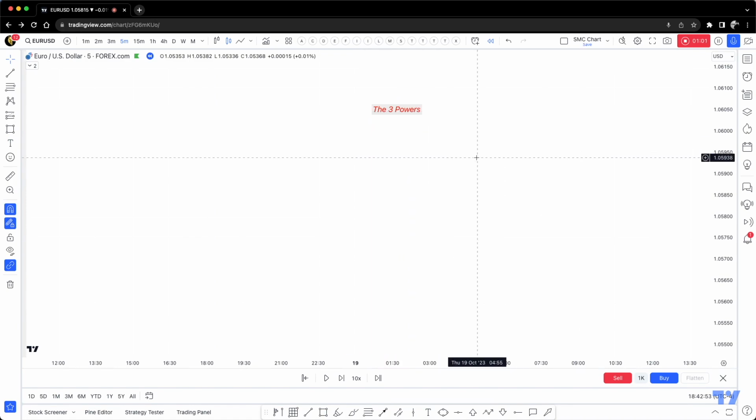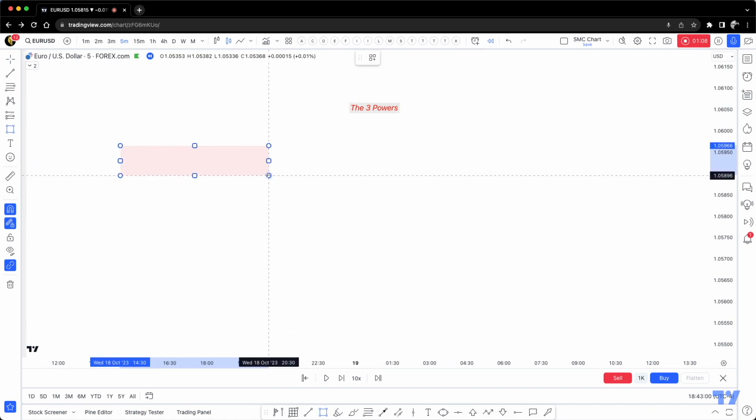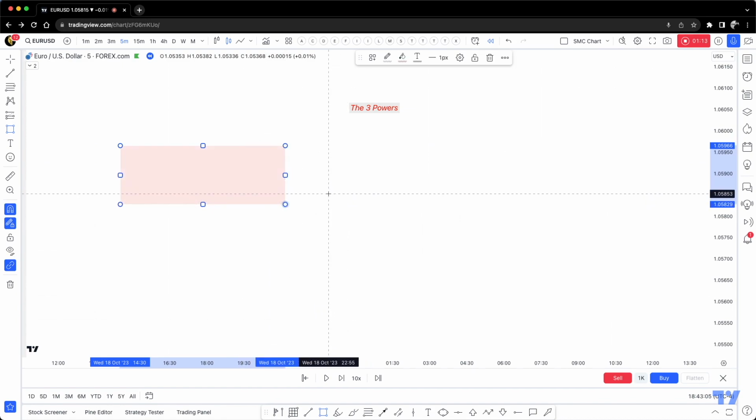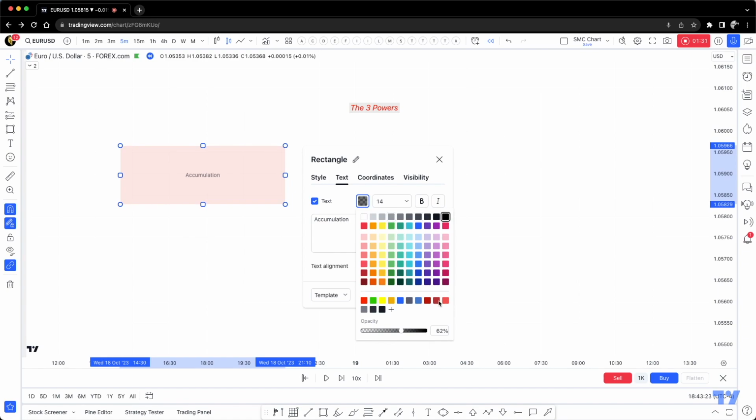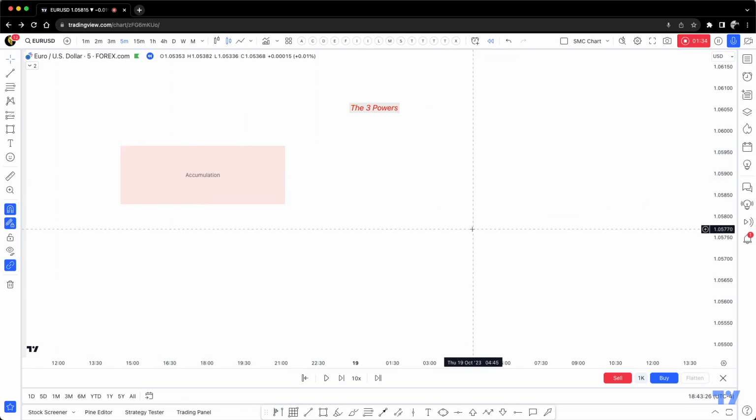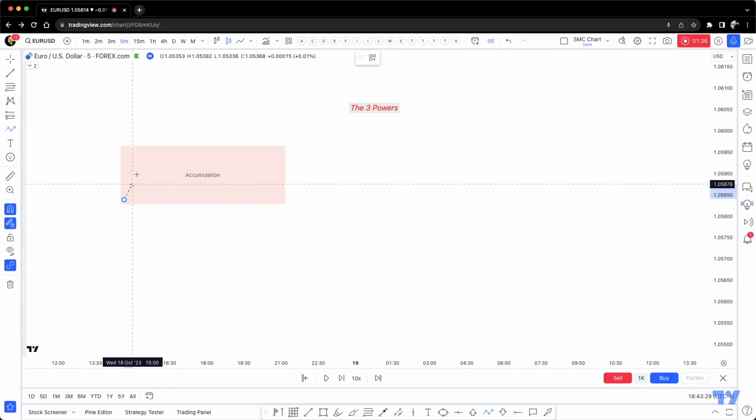What are the 3 powers? This is how markets move. Not necessarily all the time, but this happens most of the time. If you really look into this, you will see it. We have accumulation. This right here is called accumulation, a point where the market starts moving sideways. Price is not going anywhere.